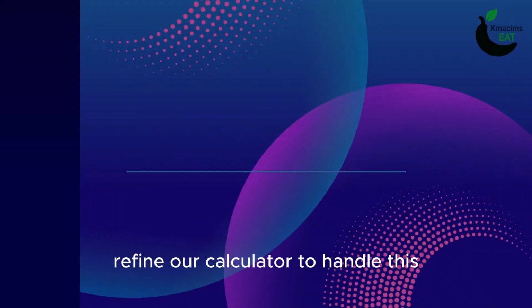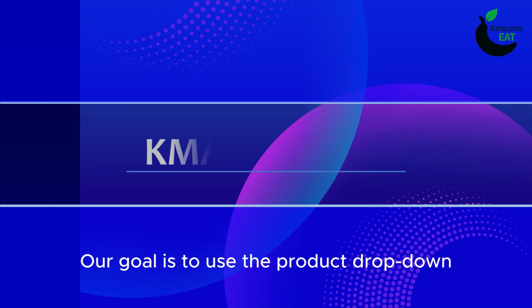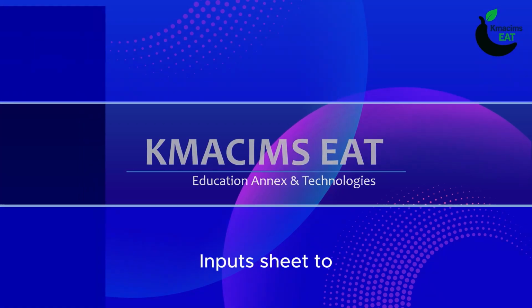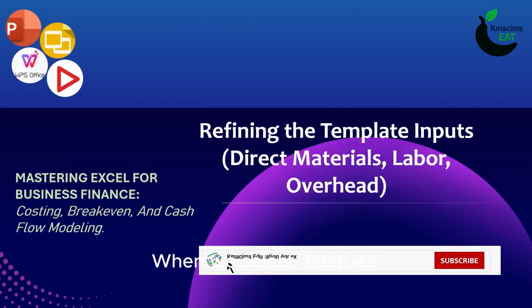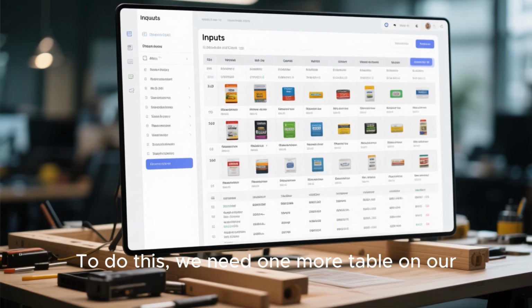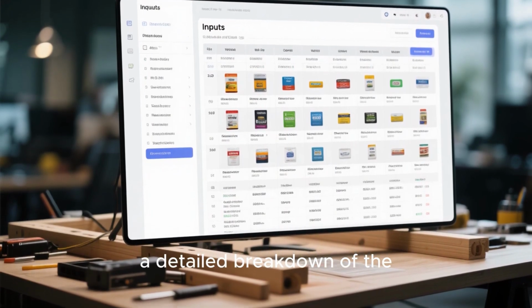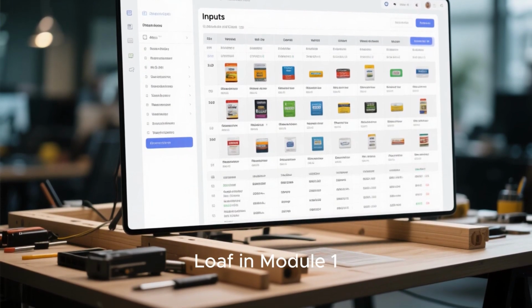Okay, let's refine our calculator to handle this multi-product reality. Our goal is to use the product dropdown we created in Module 2 on our inputs sheet to drive the entire calculation. When we select pastries, the calculator should automatically pull the correct variable costs and the correctly allocated fixed costs for that product. To do this, we need one more table on our inputs sheet, a detailed breakdown of the variable costs for all products, just as we did for sourdough loaf in Module 1.